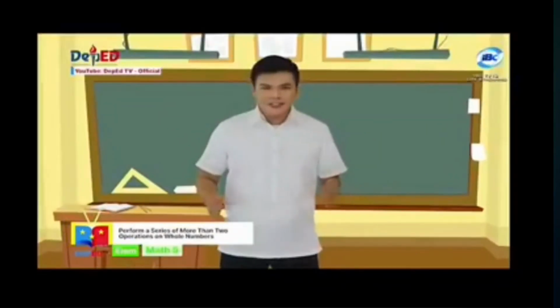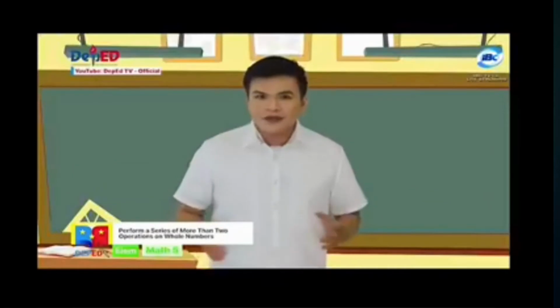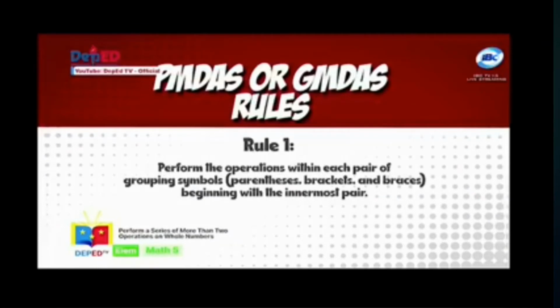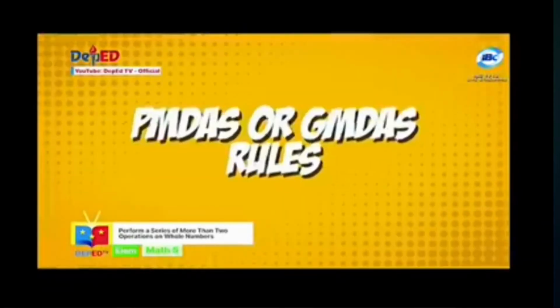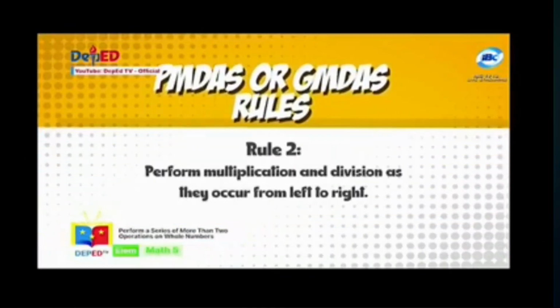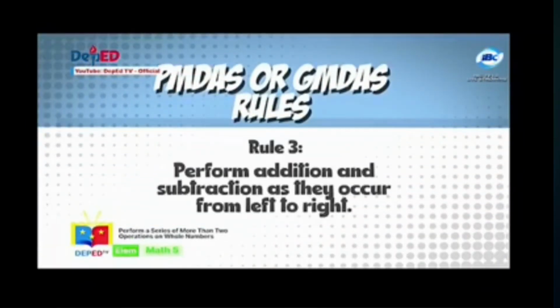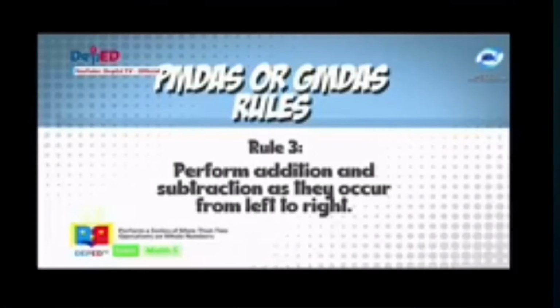To perform a series of operations on whole numbers involving more than 2 operations using PMDAS or GMDAS, remember these rules. Rule number 1. Perform the operations with each pair of grouping symbols, parentheses, brackets, and braces, beginning with the innermost pair. Rule number 2. Perform multiplication and division as they occur from left to right. And rule number 3. Perform addition and subtraction as they occur from left to right.